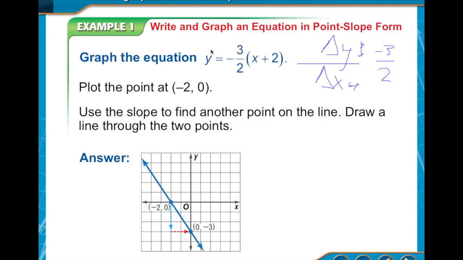So a graph of this equation would have this slope. Please draw yourself a quick image of that. You have a negative slope going through the point (-2, 0). Again, you find that using your point given and the slope. So we have that down.